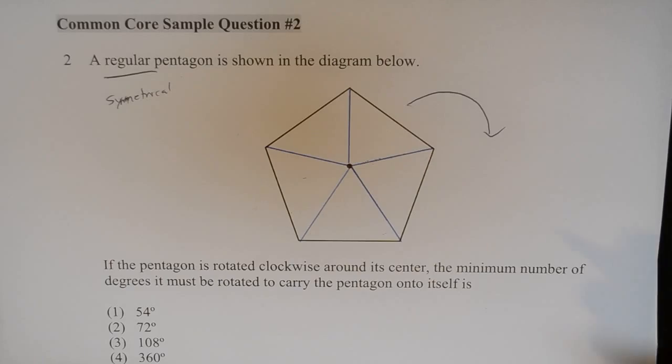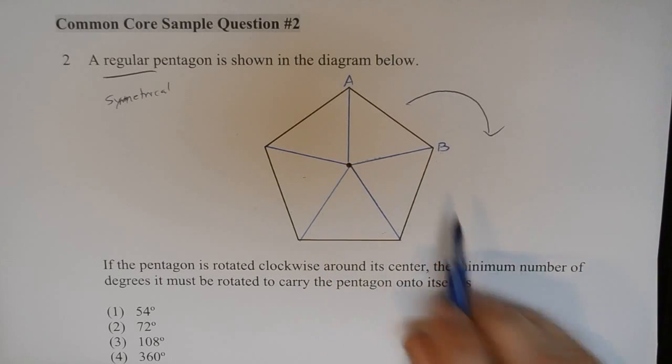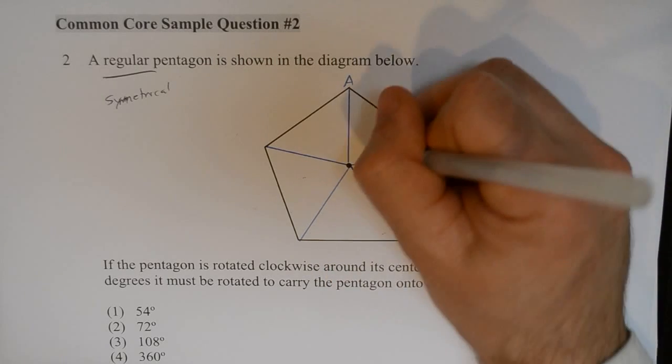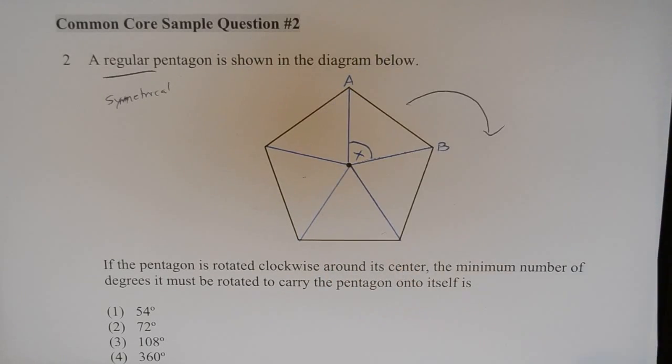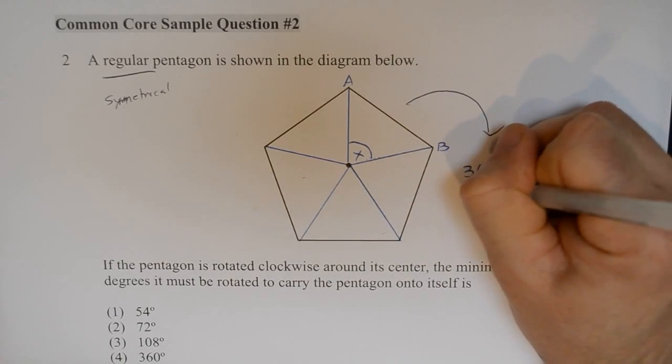So really this question is saying how far do you have to turn it until, say, that spoke ends up exactly where that one is. Because if A is where B is, the shape will look the same and you won't be able to tell. So it's really just asking you what's that angle right there. Now hopefully it's pretty clear that that angle is just 360 divided by 5.